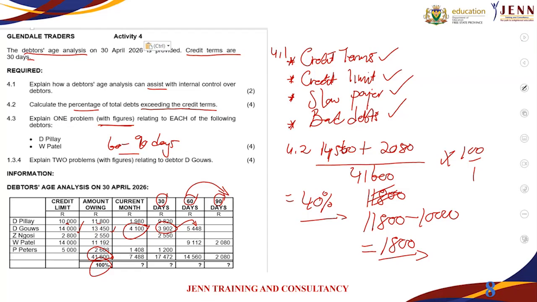For example, if you are owing us, let's say 12,000. If we divide 12 and then you are saying we are going to pay it within 12 months, that is a credit term or a period. It means every month you must give us 1,000.